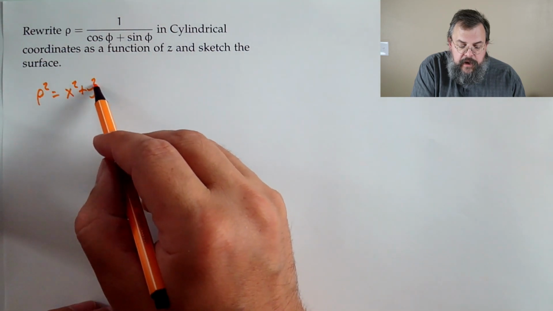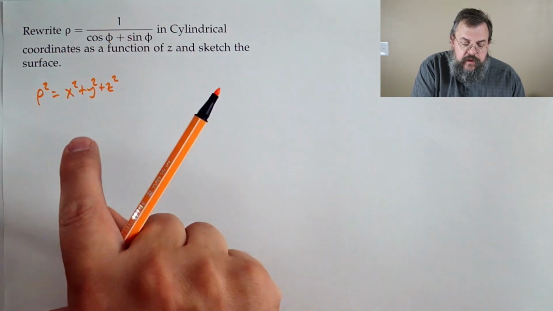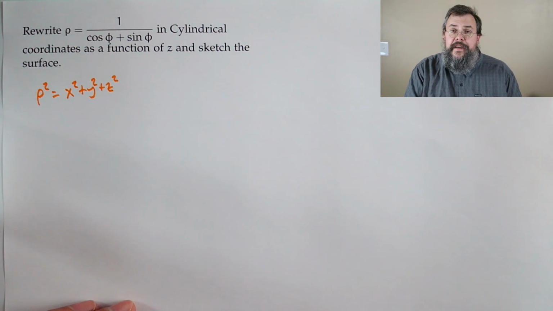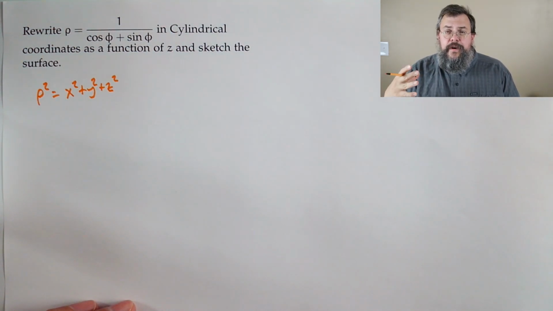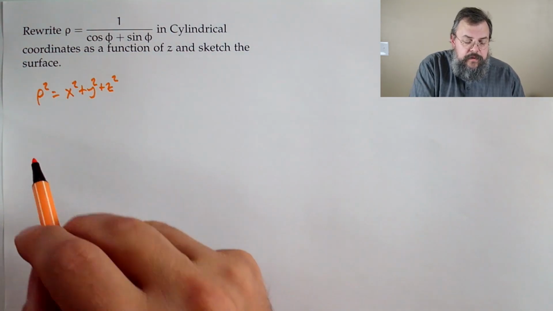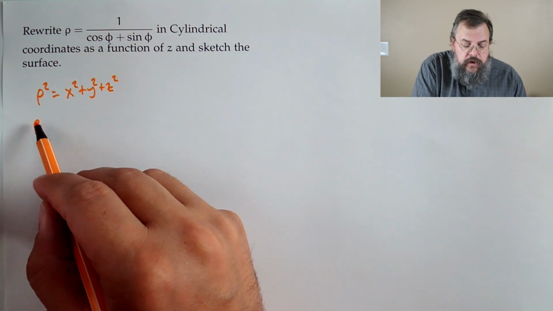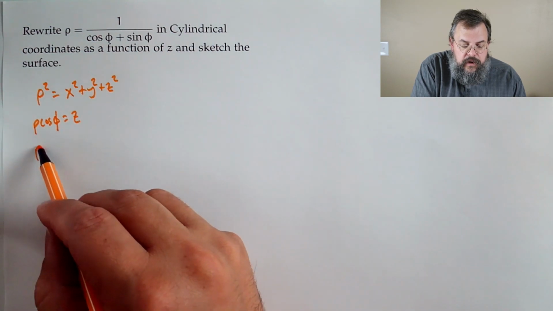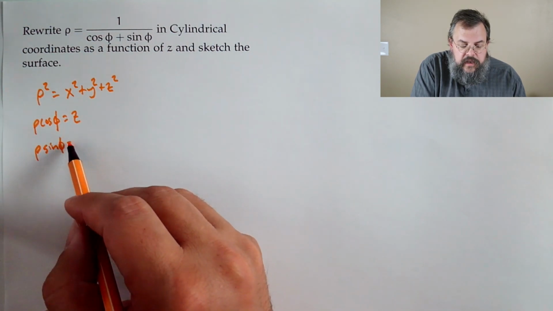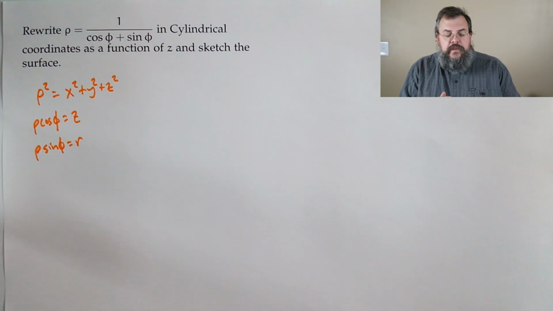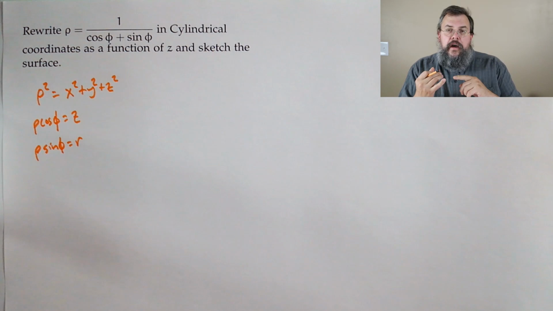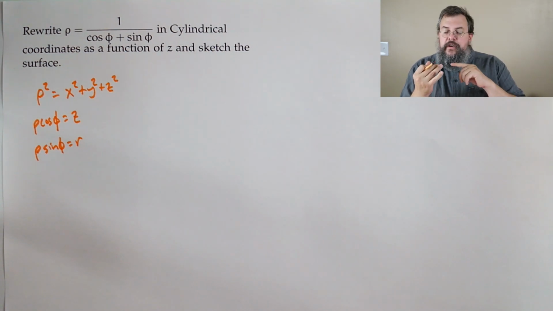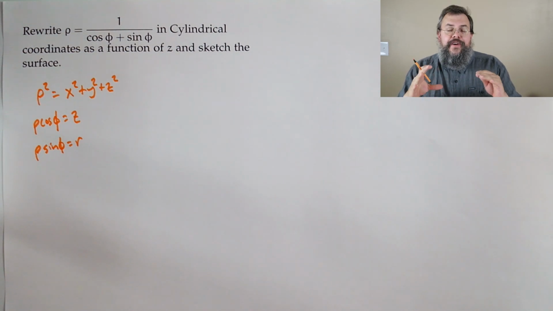X squared plus y squared plus z squared. Now, that's not really cylindrical, but it's not so hard to make it into cylindrical because x squared plus y squared equals r squared. But for right now, we'll just leave it as is. Rho cosine phi is z, and rho sine phi is r. So when we're thinking about converting, we're asking ourselves, how can we get things like rho squared, rho cosine phi, rho sine phi? Those are our nice things to convert.